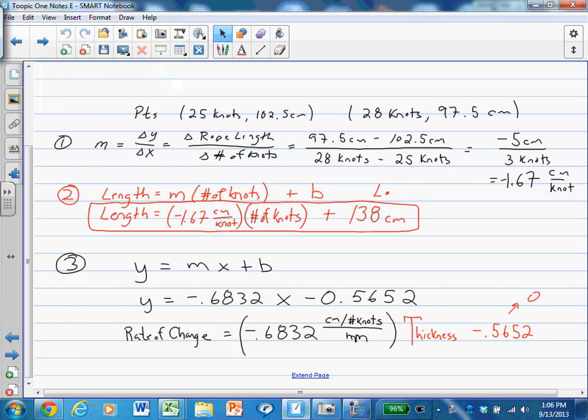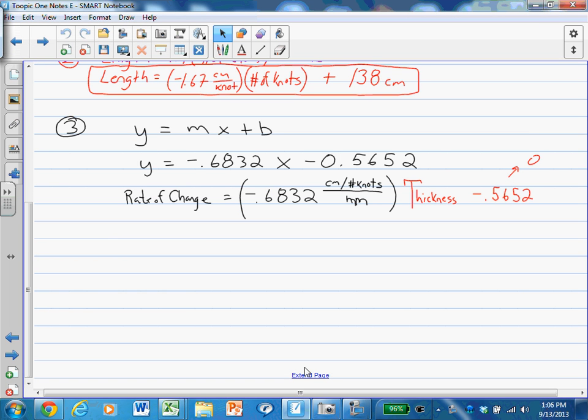From our graph, Visual 2 gave us this equation. The rate of change equals 0.683 centimeters per number of knots per millimeter of thickness. And it basically goes to 0 when it's on there. Now, from that, what we can do is put the thickness of our steel cable in, and we'll get out a rate of change of how much it will change for each knot that we put in it.